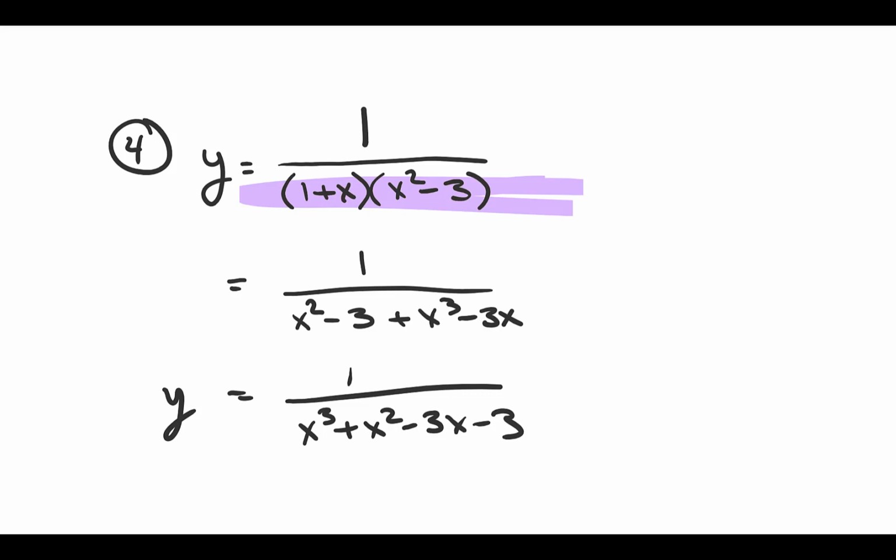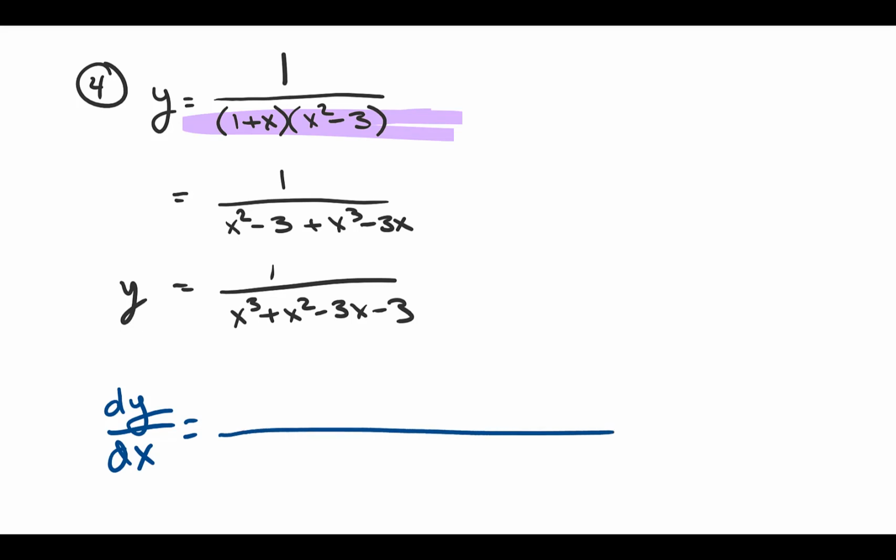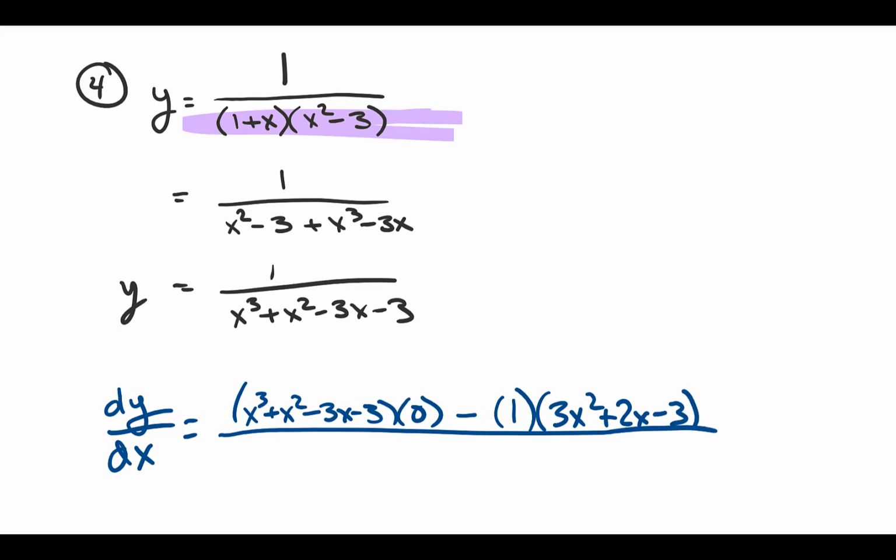Now let's go take its derivative. Let's go find dy dx, the derivative of y with respect to x. You could write that as y prime if you so desire, but getting used to Leibniz notation would be dope. So let's put it in. The first one is low times the derivative of high. The derivative of the number 1 is 0, so that first term just goes away. Minus high, that's 1, times the derivative of low. So what's that going to be? 3x squared plus 2x minus 3. That's the derivative of the bottom.